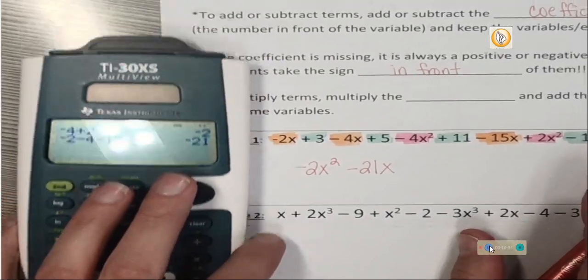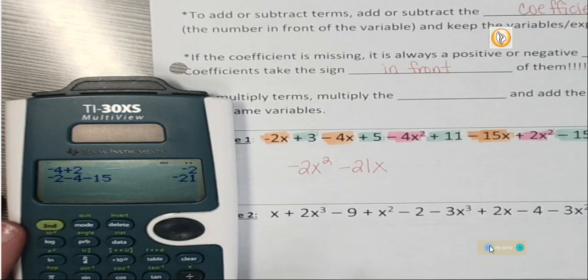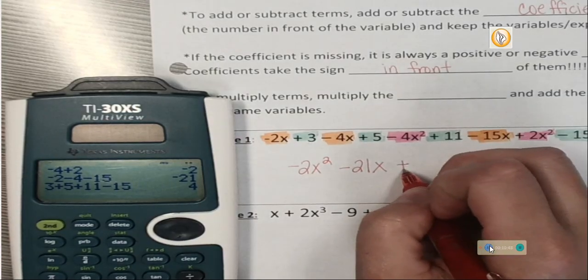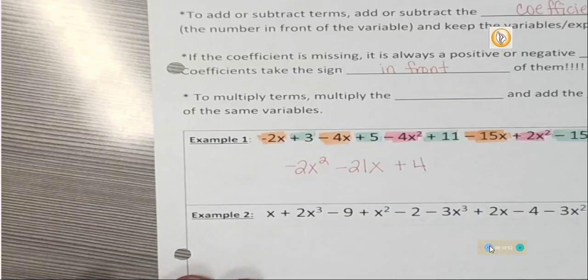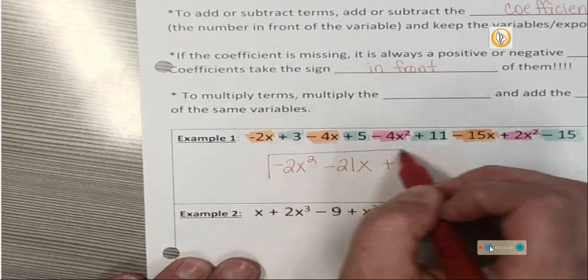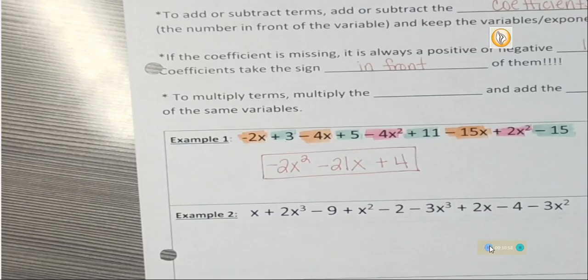But sometimes my brain just doesn't work, or negatives make me nervous, I'm going to be honest. If I'm going to mess up, it's because of a negative. So 3 plus 4 plus 11 minus 15, we were right. 4. Why doesn't that 4 have an x? Because it's a constant. It didn't have an x to begin with, so it doesn't have one.